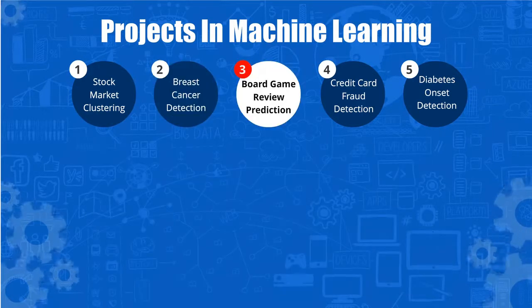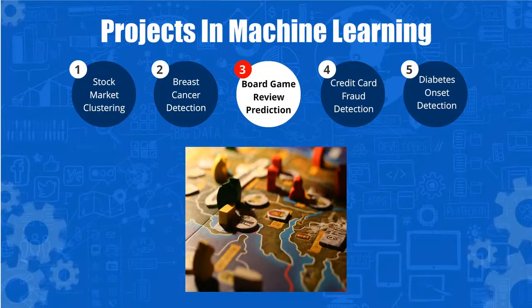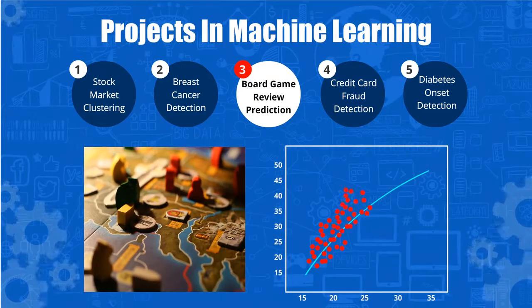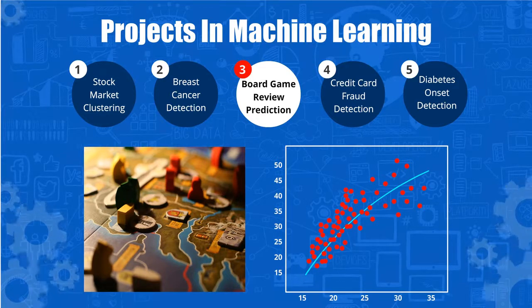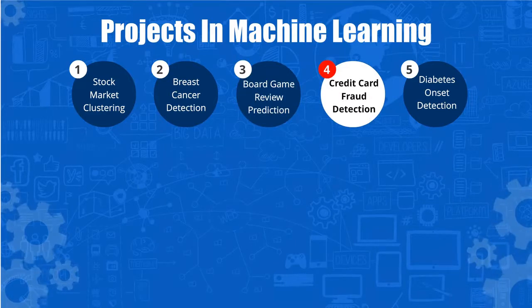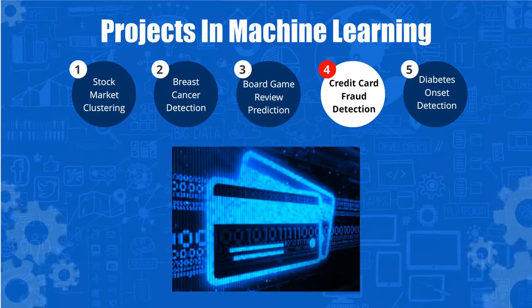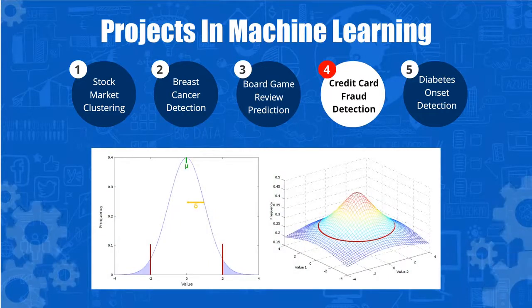In the third project, we're actually going to be predicting board game reviews. In that project, we will predict the average reviews on a board game based on characteristics such as difficulty, length, number of players. This will be accomplished by performing linear regression analysis. In project number 4, we're going to do a credit card fraud detection, and that project is going to focus on anomaly detection by using probability densities.